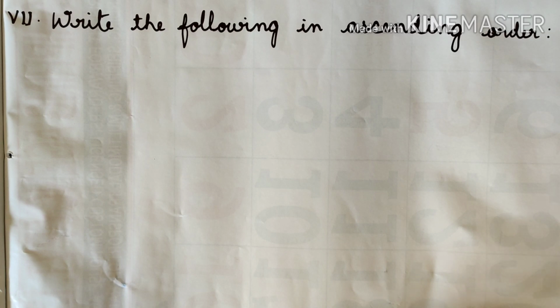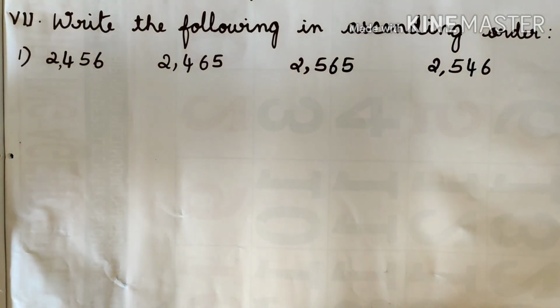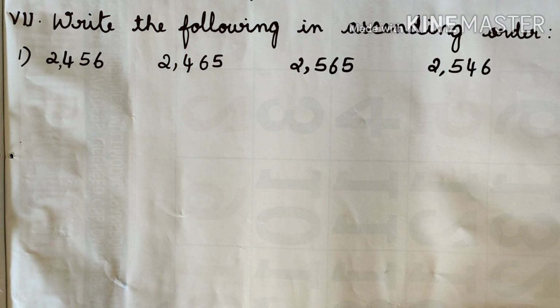Dear students, let us now go to the next exercise, Roman number 7. Write the following in ascending order. Now, question number 1. 2456, 2465, 2565 and 2546. Now we have 4 numbers. We have to write them in ascending order.